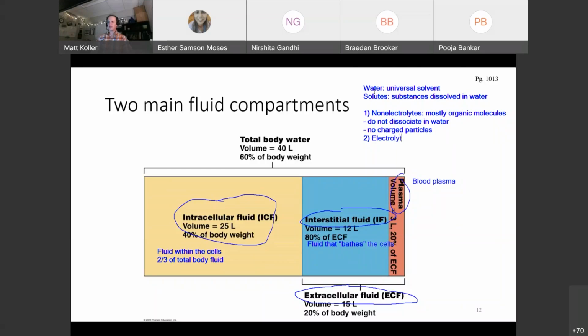And you're actually familiar with electrolytes. So think of electrolytes such as sodium, potassium, calcium as some examples. And these do dissociate into ions, and they do conduct electrical current, and they also generate ability to cause fluid shifts.